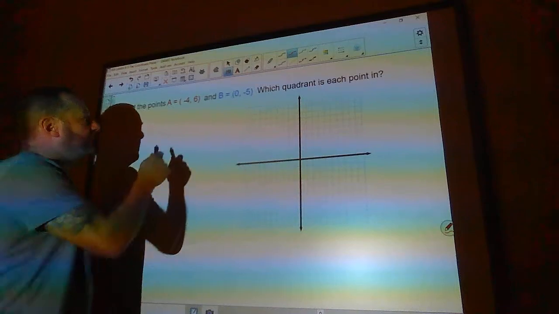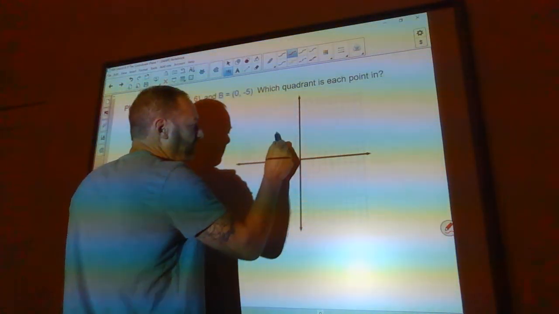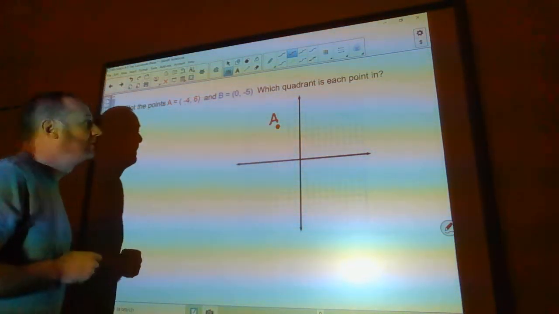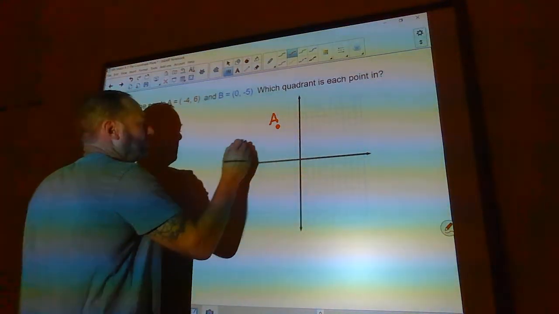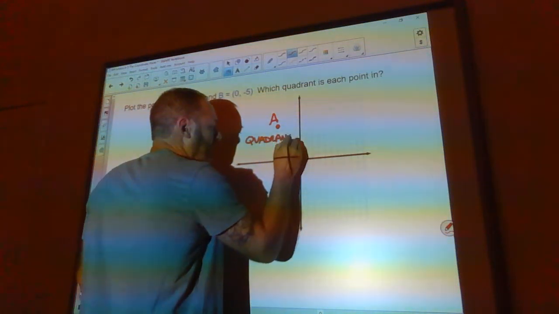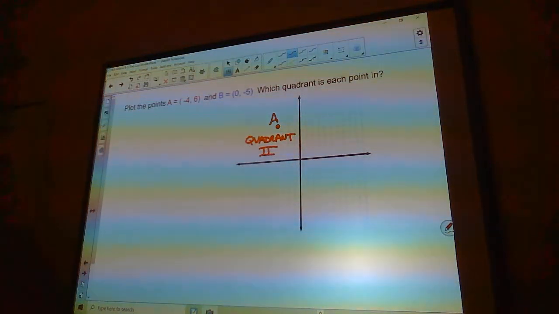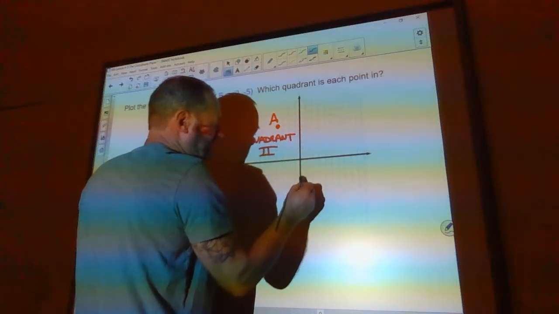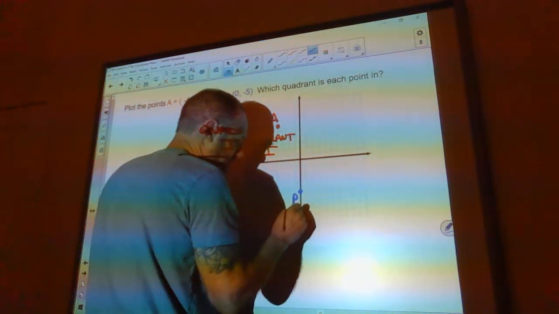Okay, so if I plot the point -4, 6, 1, 2, 3, 4, 1, 2, 3, 4, 5, 6. That's going to be right there. That's going to be my point A. Which quadrant is that in? That's in quadrant 2. Use Roman numerals too, by the way. Okay, 0, -5. So 0 side to side, down 5. That would be right there.